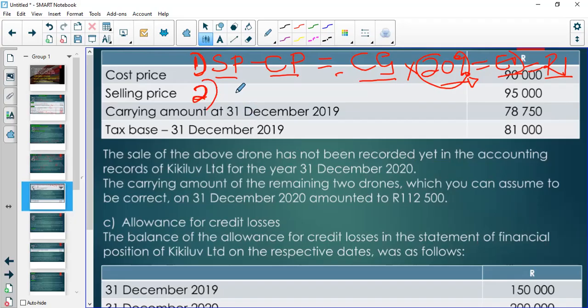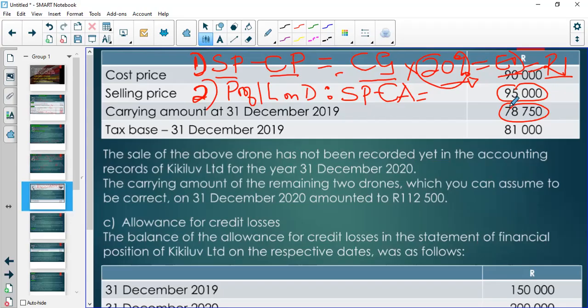The second consideration, we have to consider if there is any profit or loss on disposal. And to calculate the profit or loss on disposal, we're going to say the selling price minus the carrying amount on the date of sale, right? Here, the selling price is 95,000 and the carrying amount is 78,750, right?